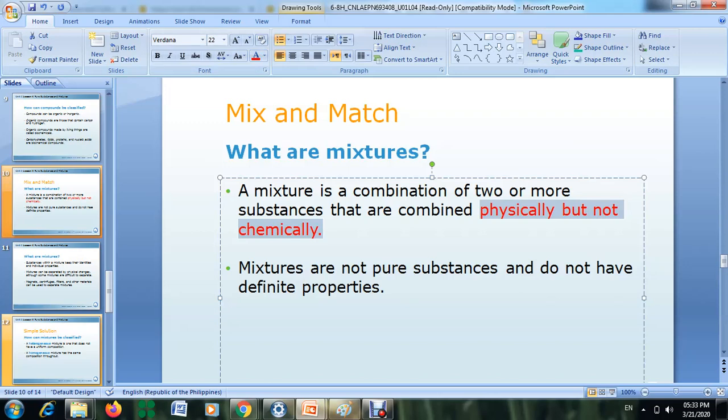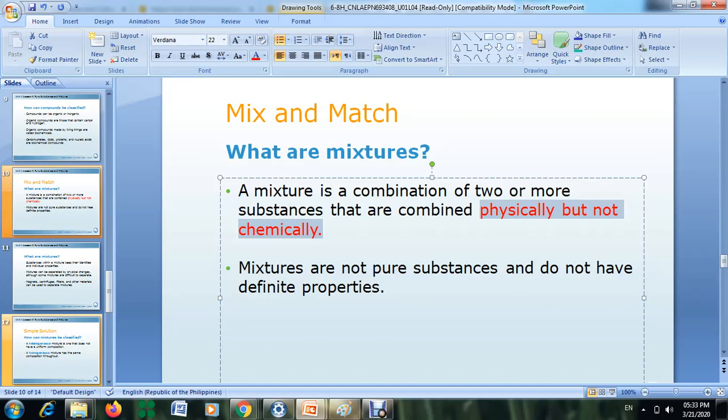Mixtures are not pure for sure, because you're talking about more than one substance combined together. They are not the same type of element, they are not the same type of compound. They might be different elements together, or different elements and different compounds together. So mixtures are not pure substances and do not have definite properties.